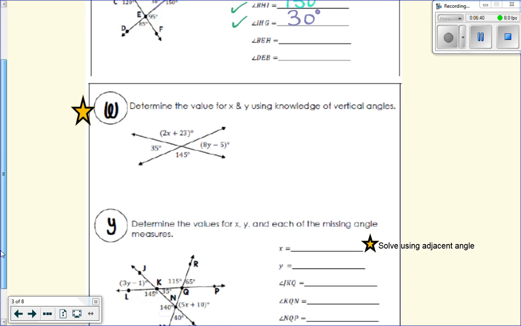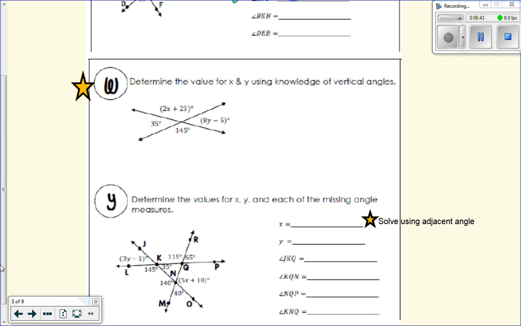Let's move on down. Using our knowledge, still vertical angles. So now we're going to be setting up equations. It's very important that you know angle relationships, meaning vertical angles are congruent. That's going to help you set up your equation to solve. All right, so we're going to determine the value for x and y using vertical angles. So let's start and try to solve for the value of x. I see x here, so that is this angle. What angle is vertical? 145. Good. So vertical angles are what? Congruent.